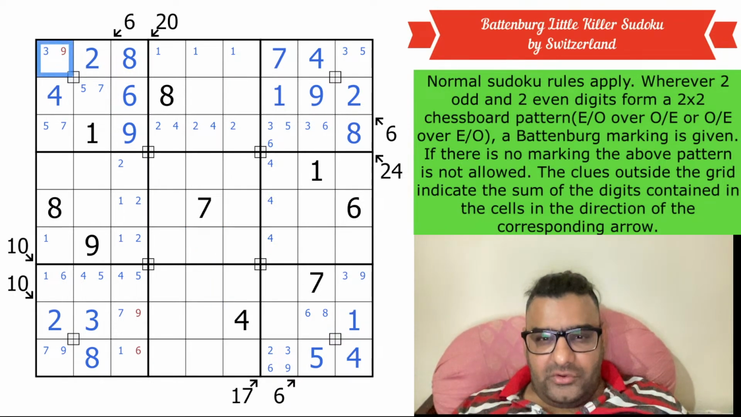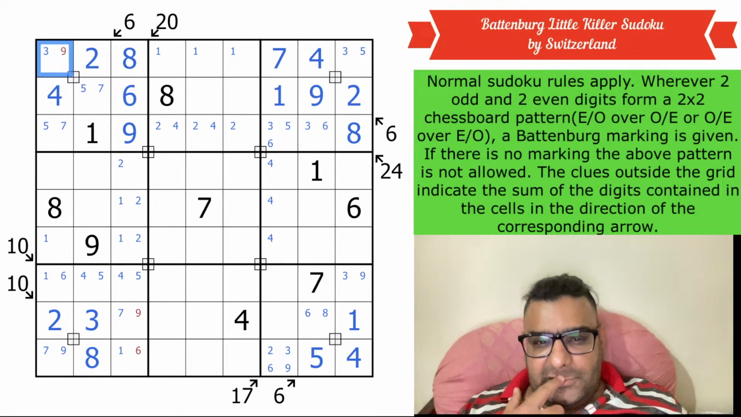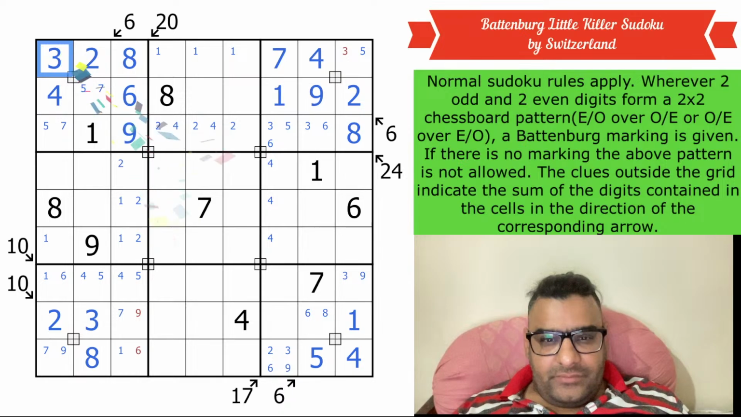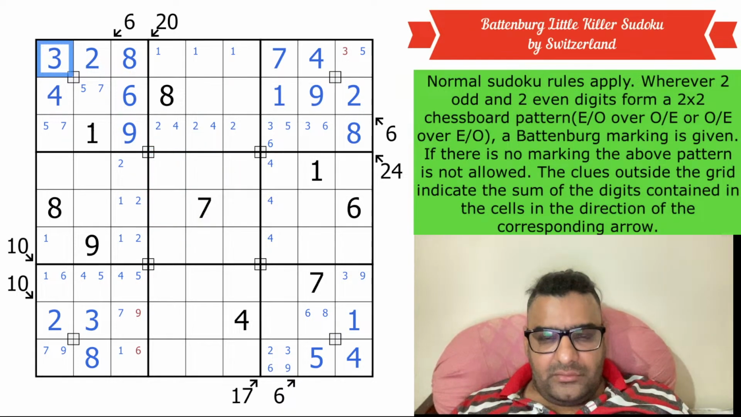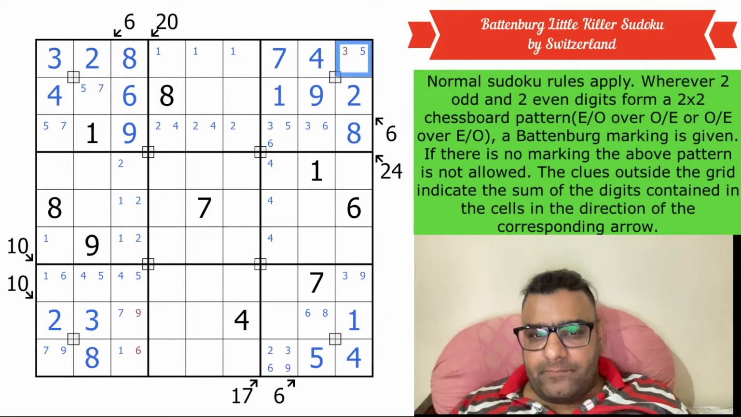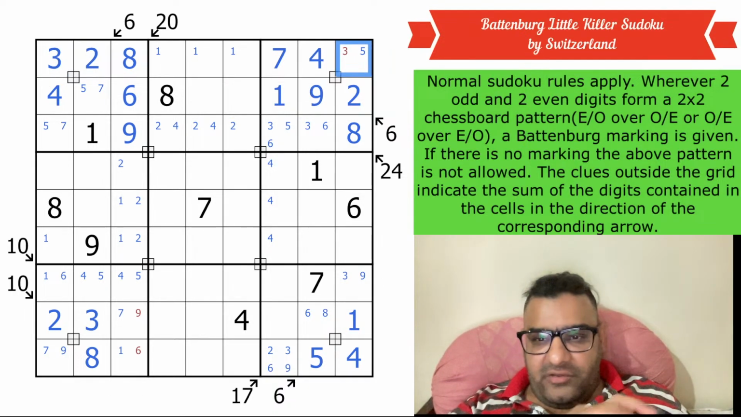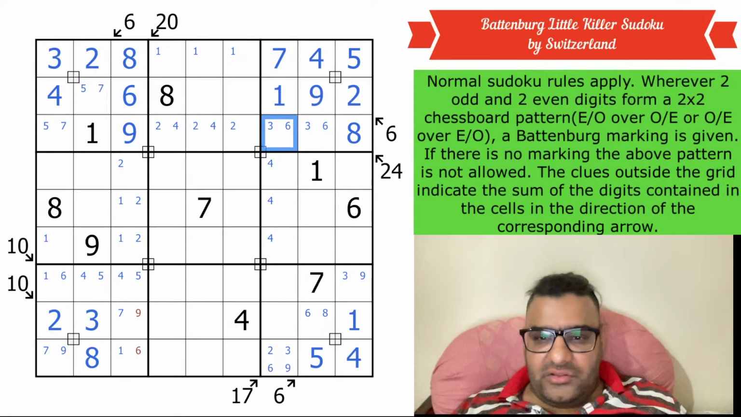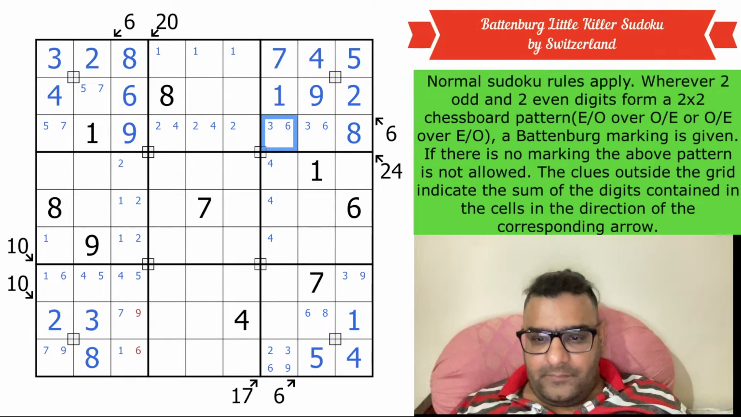So we know we cannot put a 9 there. So we have to put a 3 here and check. Yes. What does that mean? Okay, 3 cannot be here. So it must be 5. And check. Yes. And 5 cannot be here. It would be 3, 6 in the reverse order.